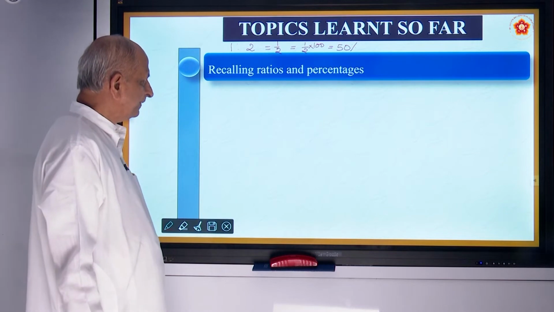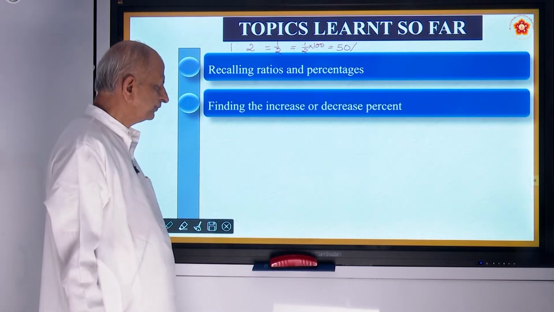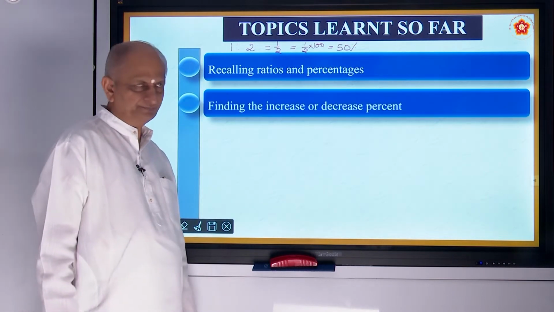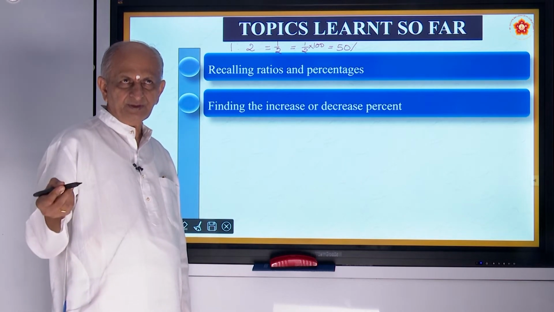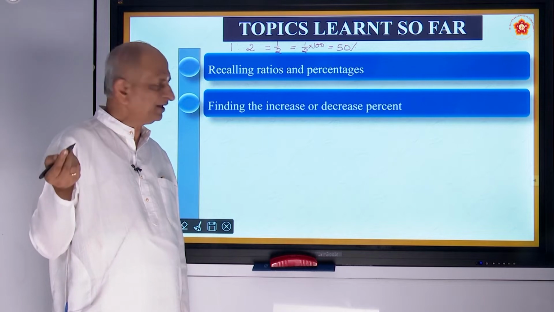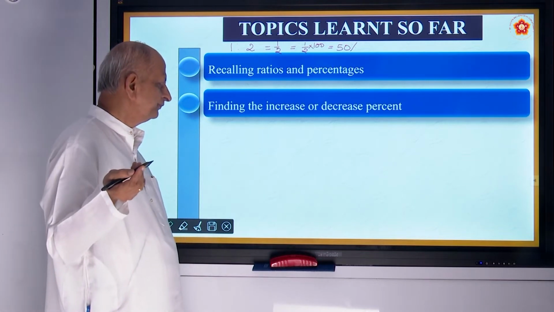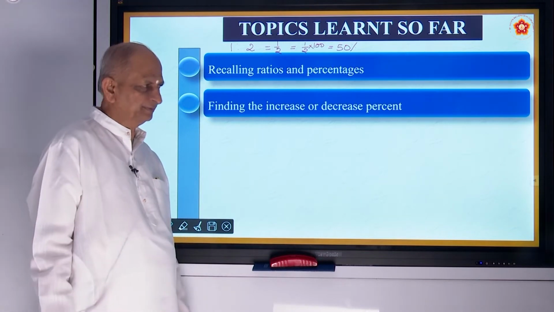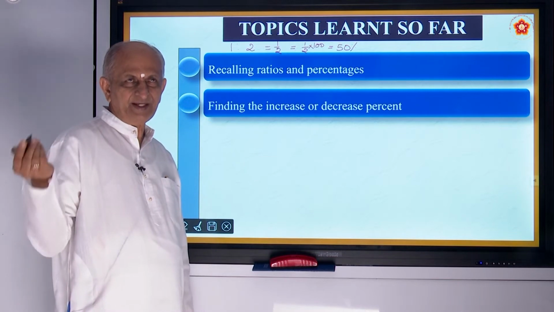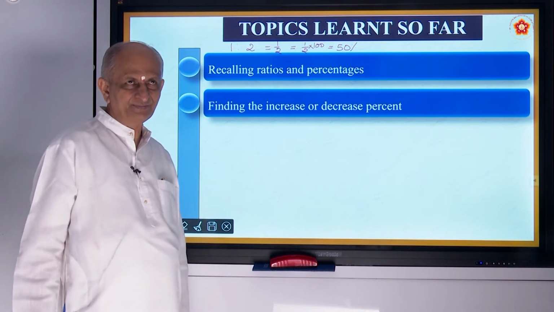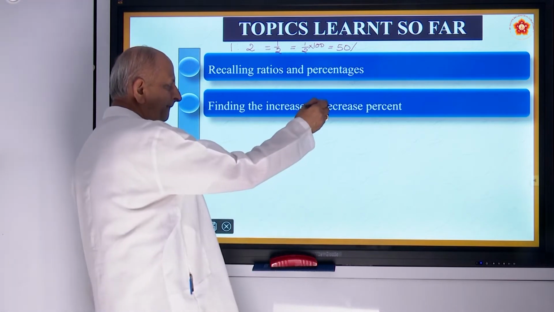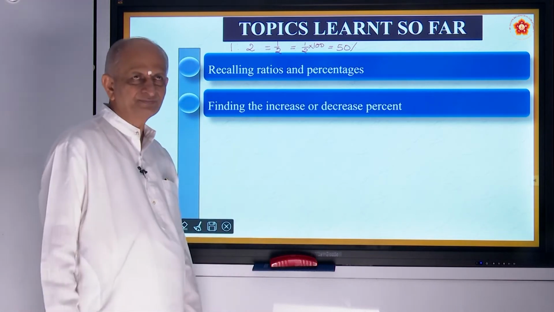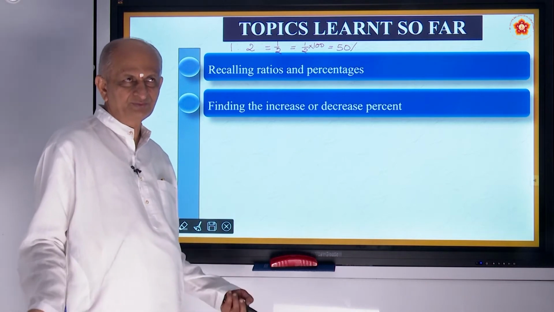So we can express in percentages also, and we have also seen that in a business sometimes there will be increase in the rates and sometimes there will be decrease in the rates, and that increase and decrease will be told in terms of percent. Even marks also.